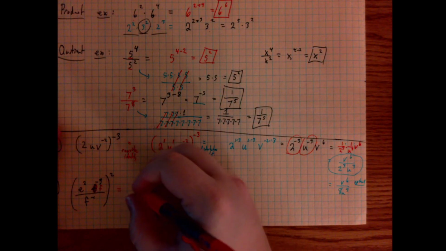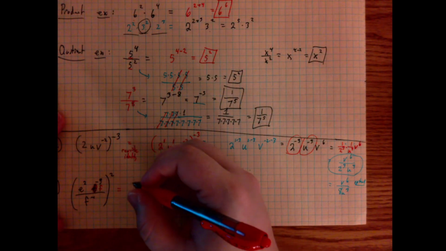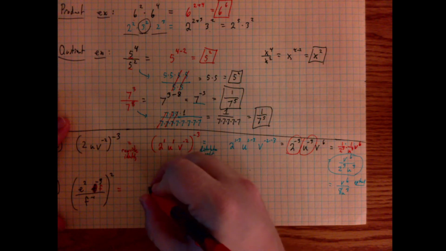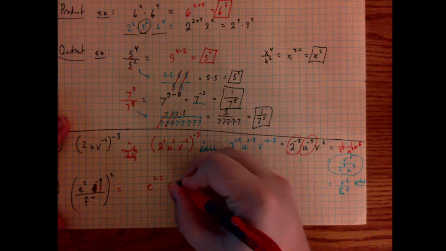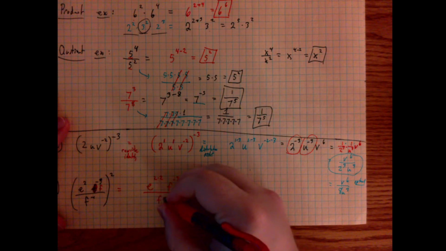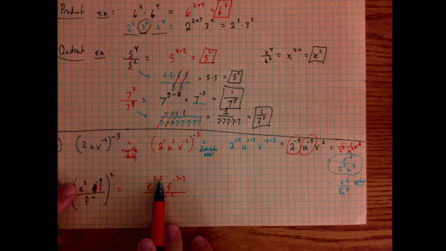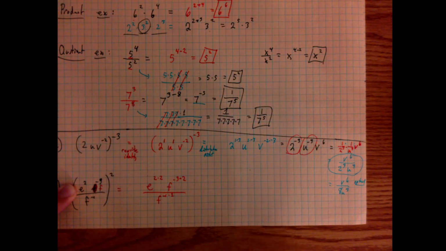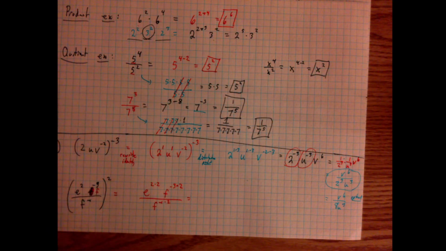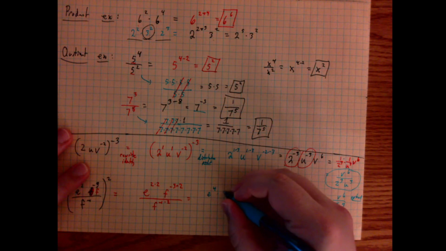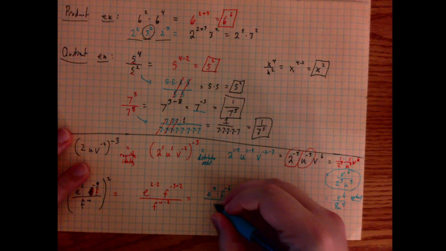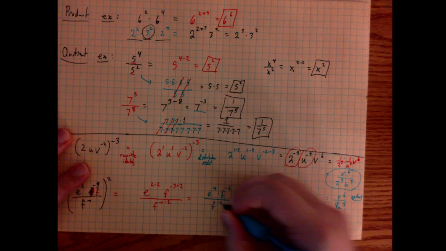So I'm going to distribute first. So this becomes e to the second times 2, f to the negative 3 times 2, over f to the negative 1 times 2. That 2 power is applied to each of the 3 pieces. I can simplify this. e to the 2 times 2 would become e to the 4th. f to the negative 3 times 2 would become f to the negative 6th. f to the negative 1 times 2 would become f to the negative 2.